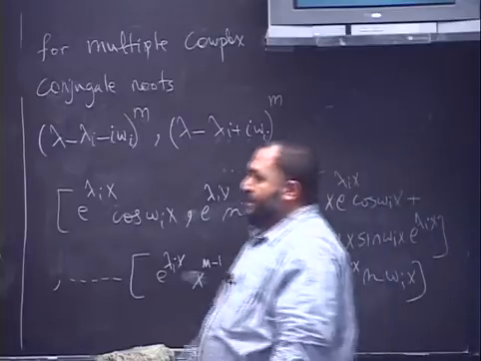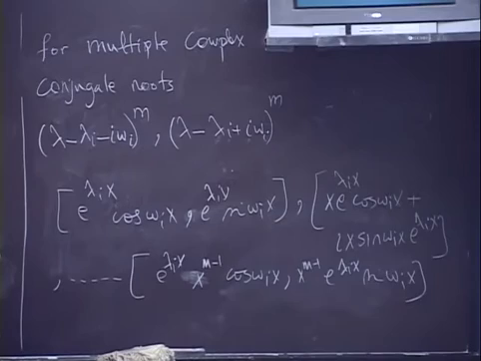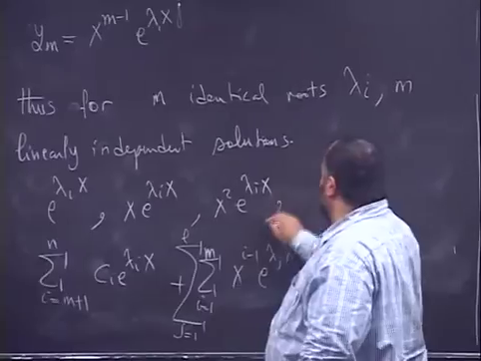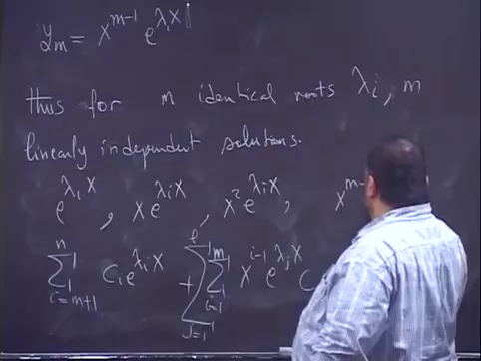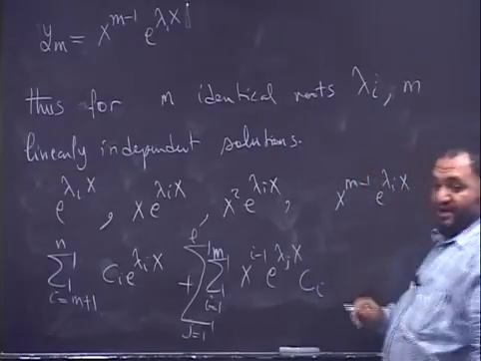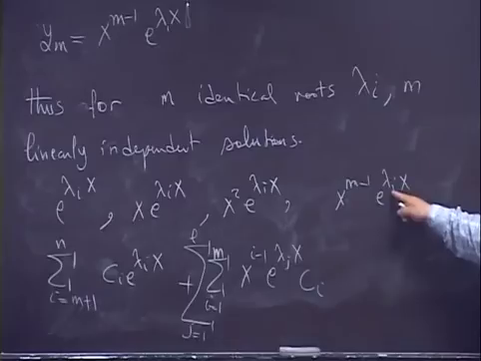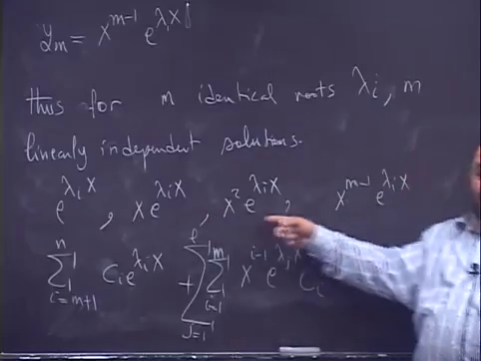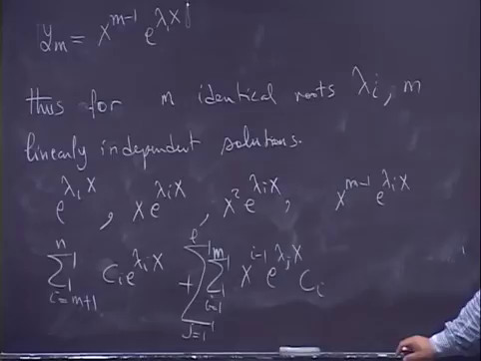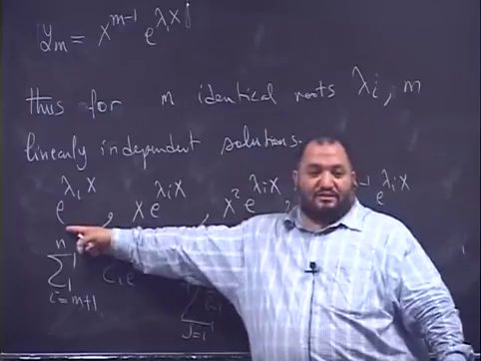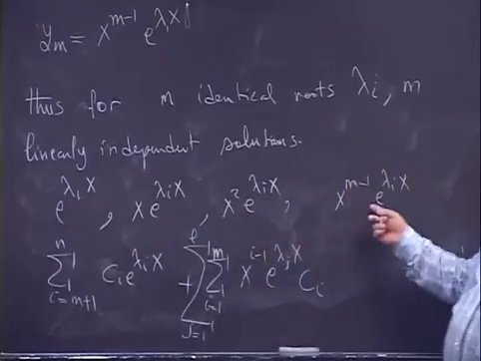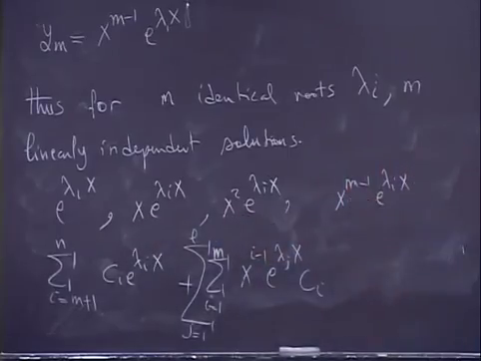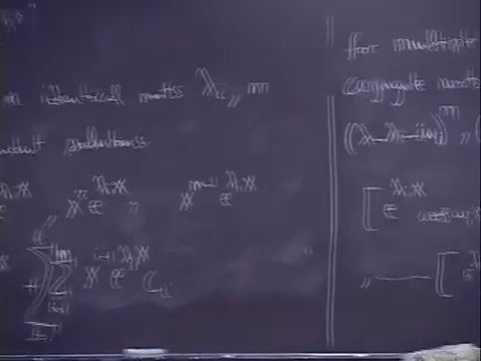So for the real solution, if we have m repeated roots and this root is lambda_i, how many solutions do you have? M. Yes, one that does not have any x in it, then one with x multiplied by it, then x squared, up to x to the power of m minus 1. For the complex roots, we will have exactly the same.